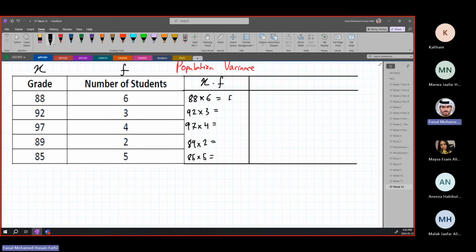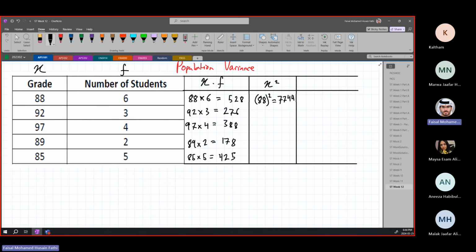So we're going to have to calculate all these values. It's going to be 528, 276, 388, 178, and 425. This will be the first column that you will add. The second column you will add is x squared. X squared is very simple, very easy. You just square the value that you have. For example, for the first one, it's going to be 88 squared. Remember, x squared, not f squared.